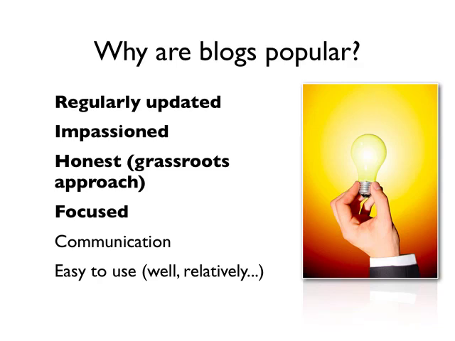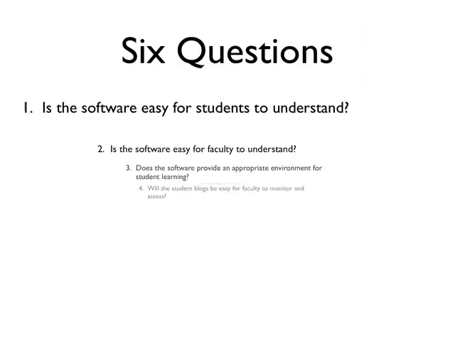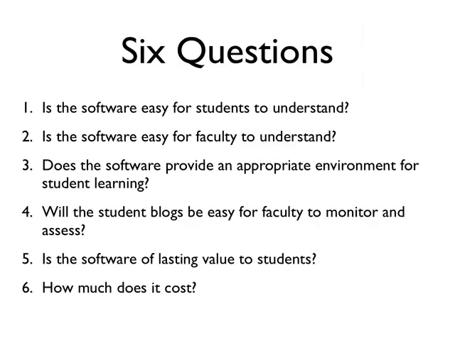Now, blogs don't have to be a one-way communication channel. Each posting can have an area for readers to add their own comments. These aspects lend themselves to use in academia. Now, when we're considering blogging software to recommend to your students, there are 6 questions that need to be answered beforehand. Number 1, is the software easy for students to understand? If not, students are going to come to faculty with questions. Difficulty understanding the software is going to prevent students from completing or even starting their assignments.